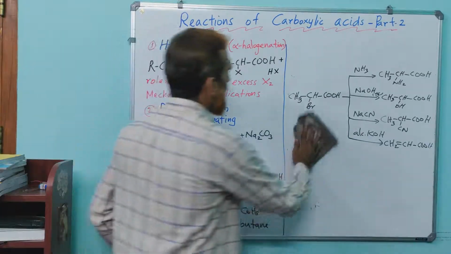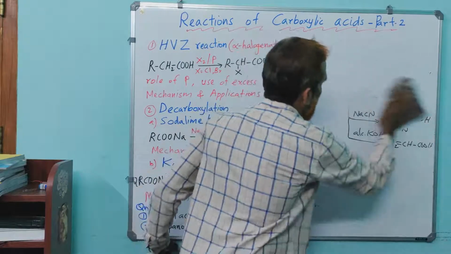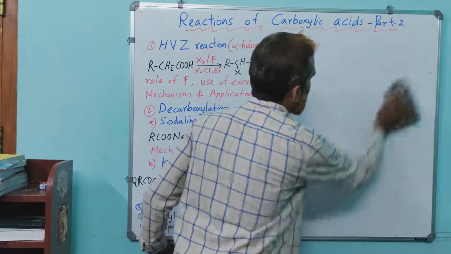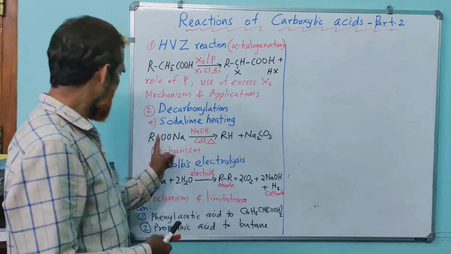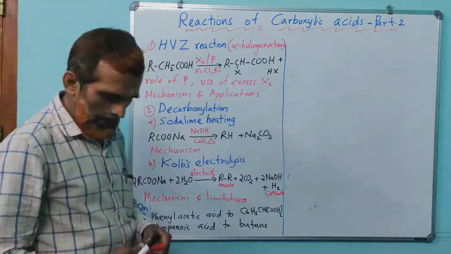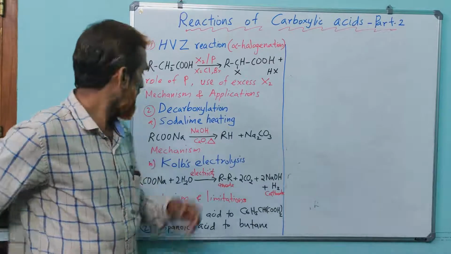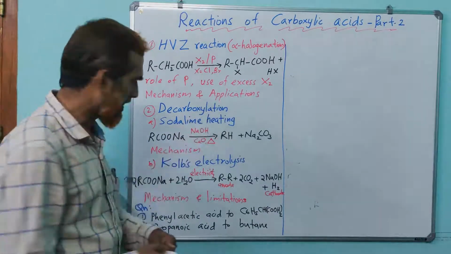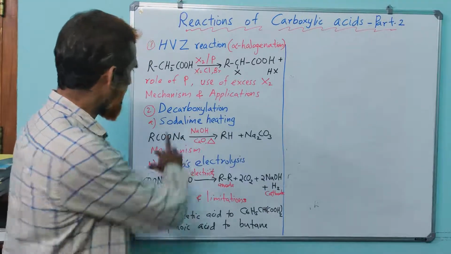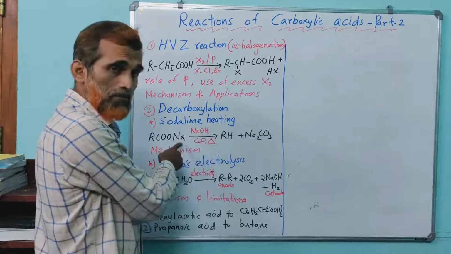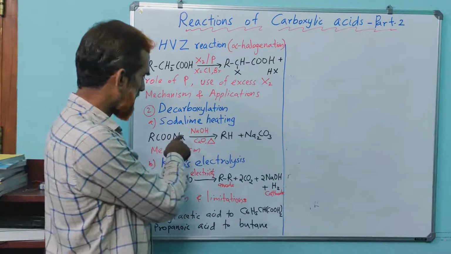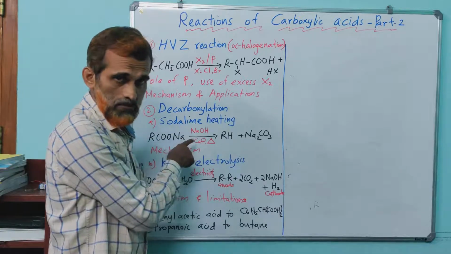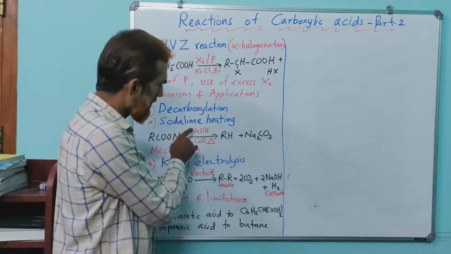Okay, now we move on to the next one. The second type of reaction we discuss here is decarboxylation. Okay, decarboxylation. In that there are two. One is soda lime heating. You can see. What is soda lime heating? If sodium salt of carboxylic acid is fused, heated strongly with soda lime.